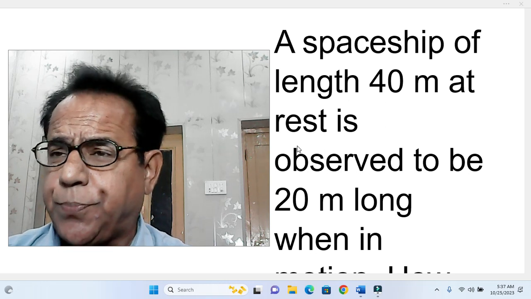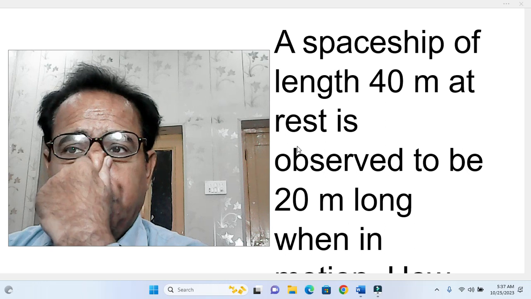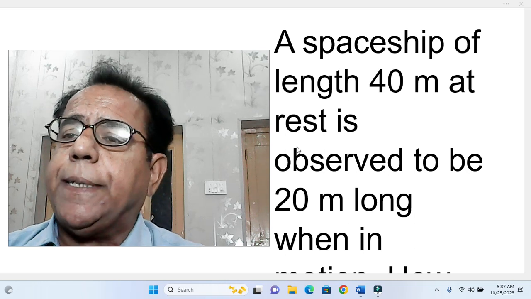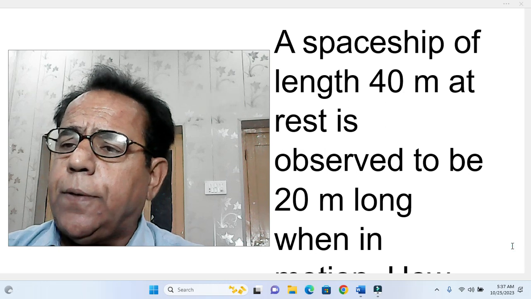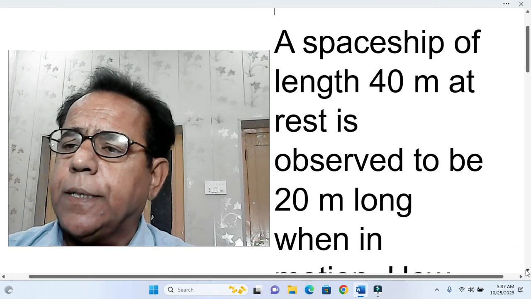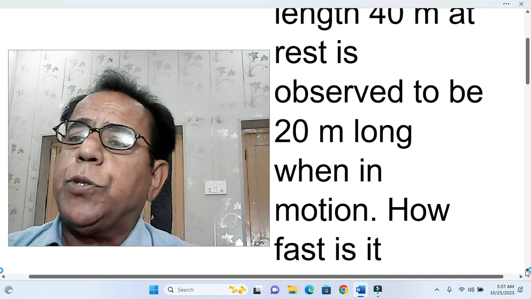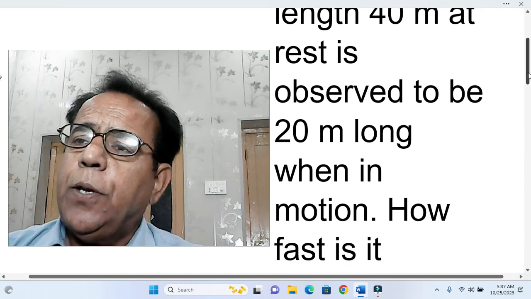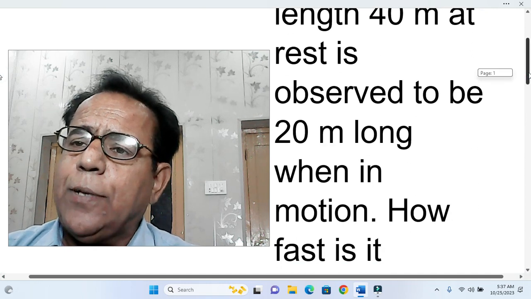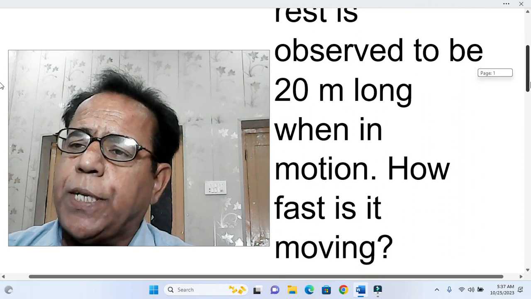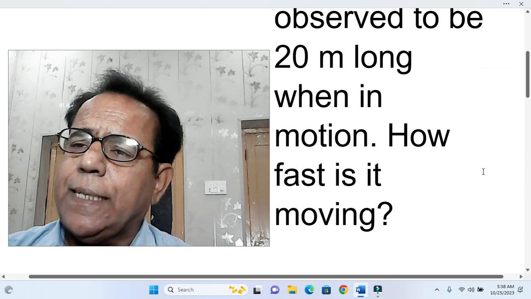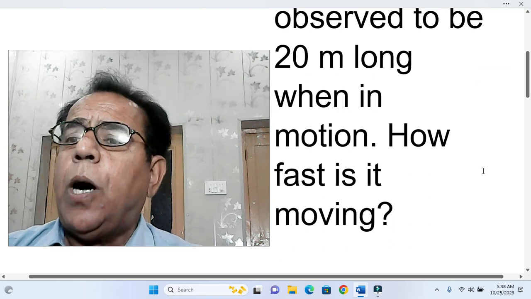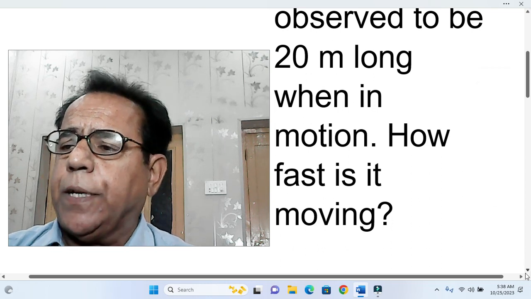As usual, we first come to its statement. A spaceship of length 40 meter at rest is observed to be 20 meter long when in motion. 40 meter at rest while 20 meter in motion. Length contraction has become relevant here. How fast is it moving?